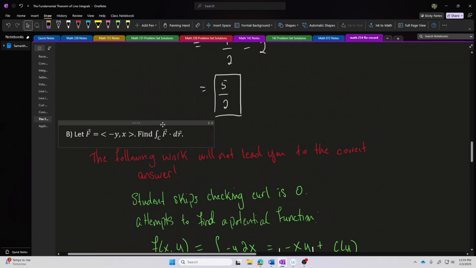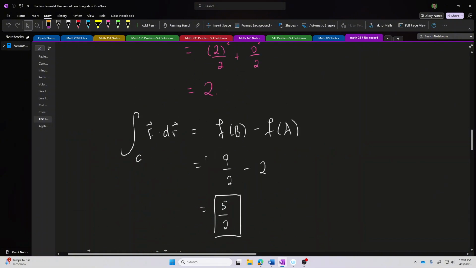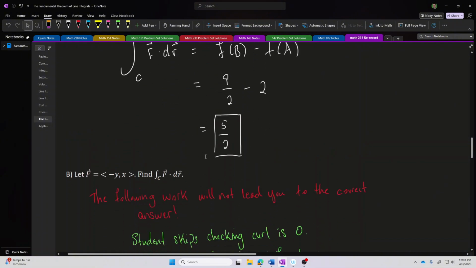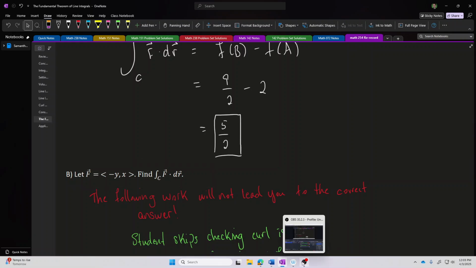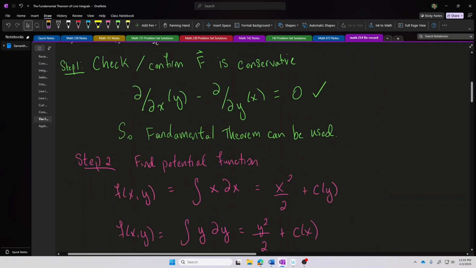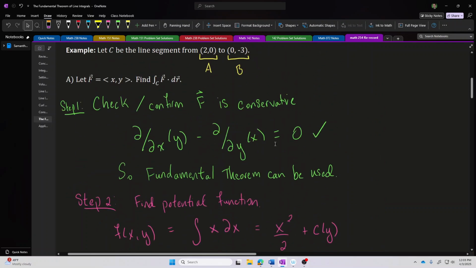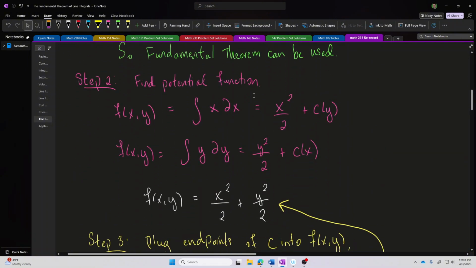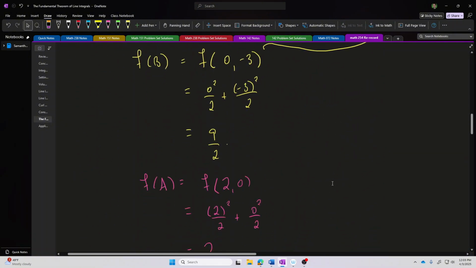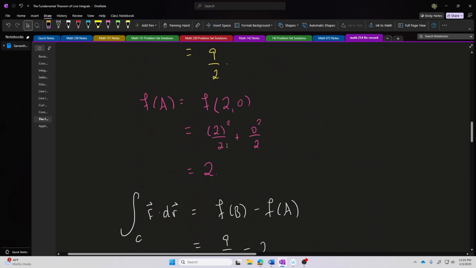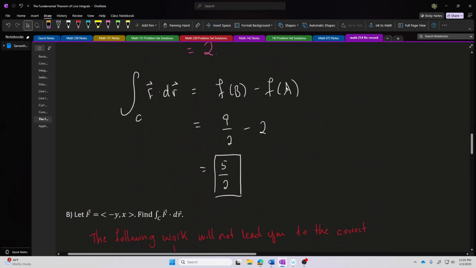So I've put these two examples back to back to showcase the difference in the method that we use to calculate line integrals based on the nature of the vector field we're given to work with. If your vector field is conservative because its curl is 0, then you can just find a potential function, plug in the endpoints of your curve, and then subtract the two results.